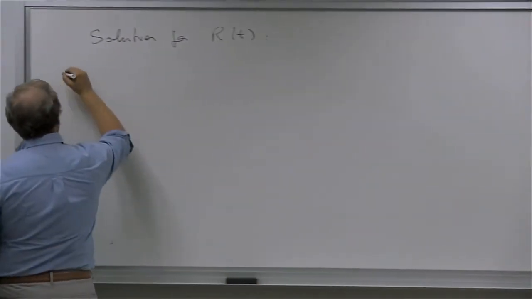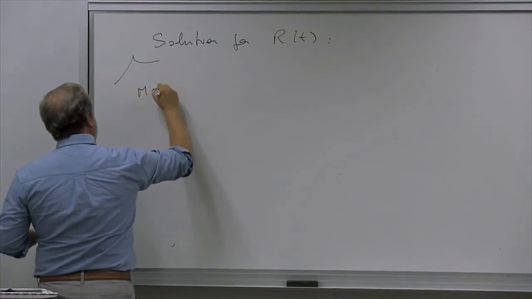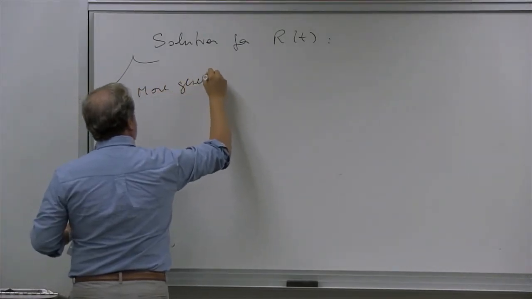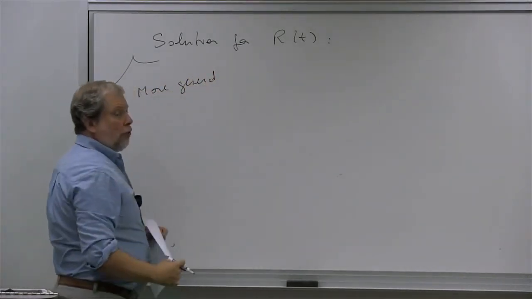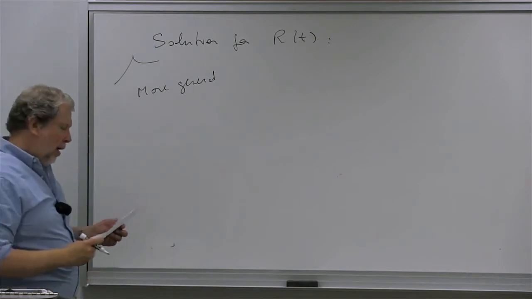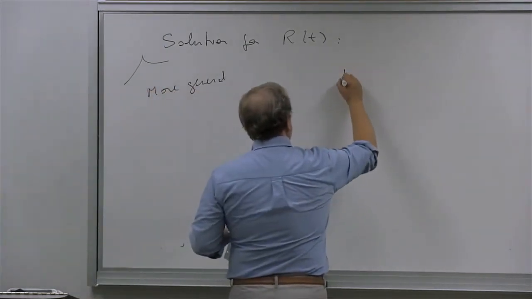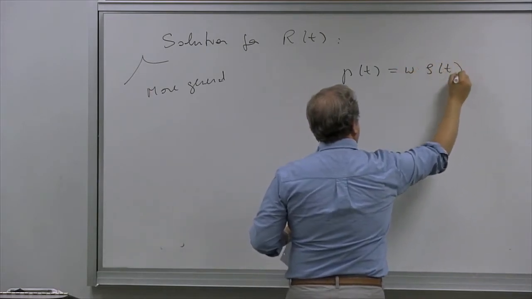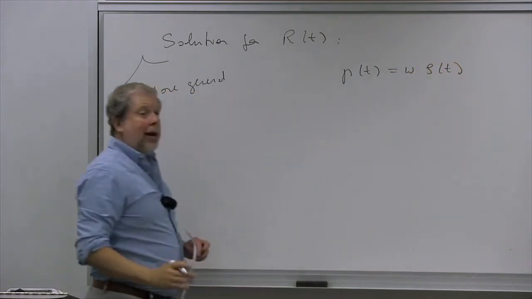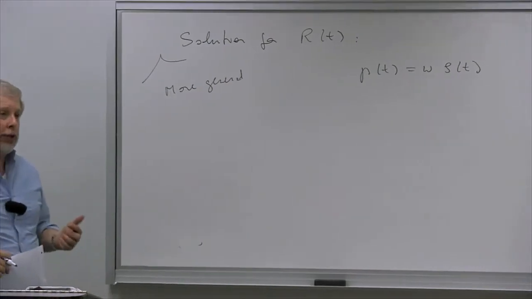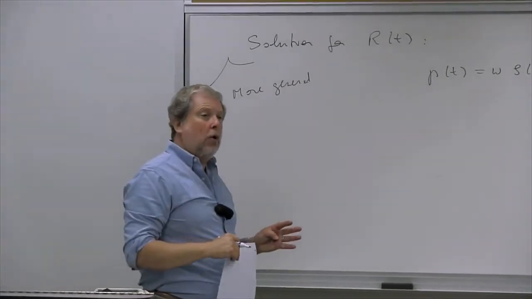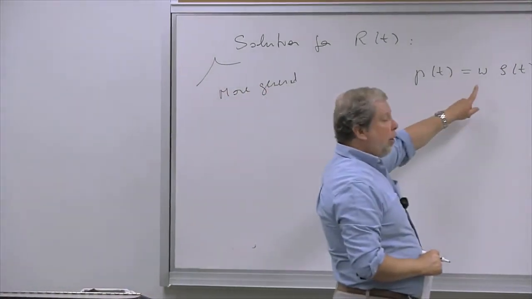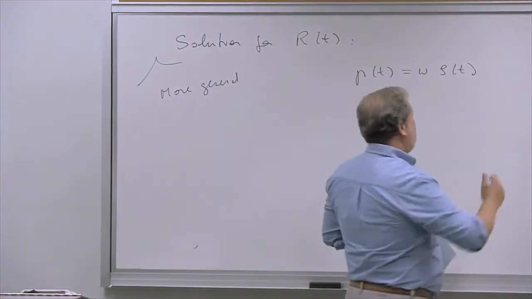And I should say, more general solution for R of t. To make life easier, we will just write that P of t is equal to W times rho of t, and we're going to analyze each contribution separately. So instead of putting them all together, we analyze them individually, but we do have three cases, right?